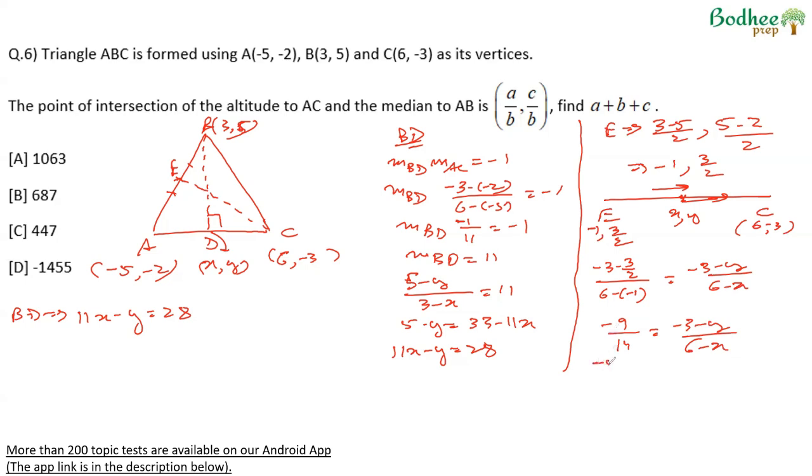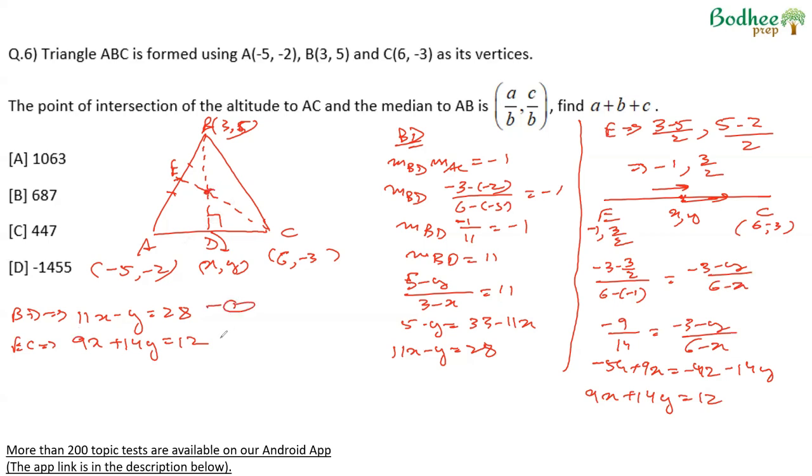Cross multiplying, -54 + 9x is equal to -42 - 14y. Therefore, 9x + 14y is equal to 54 - 42, so EC comes out to 9x + 14y = 12. Just checking whether the line equation is correct: 6 nines are 54, minus 42 is 12; for E, 9 times minus 1 is minus 9, and 14 times 3/2 is 21, giving 12. So this is correct. Now we have to find the point of intersection of these two lines.